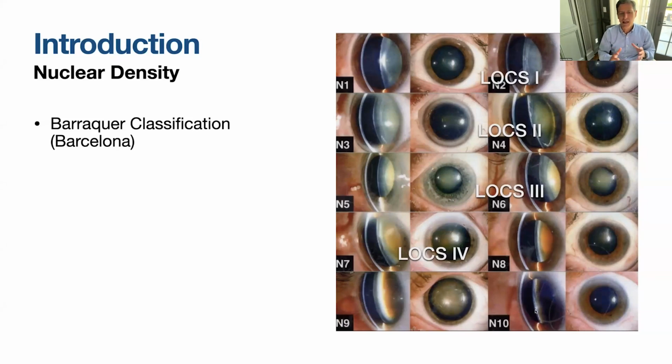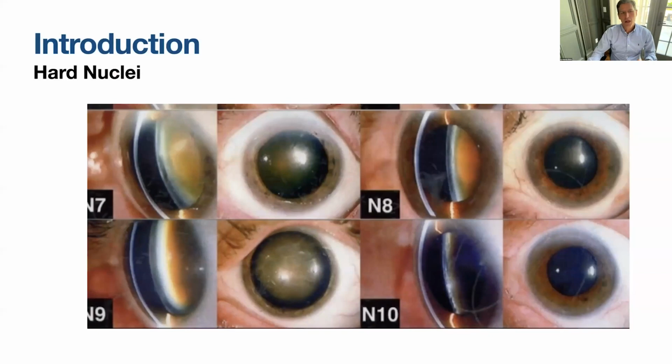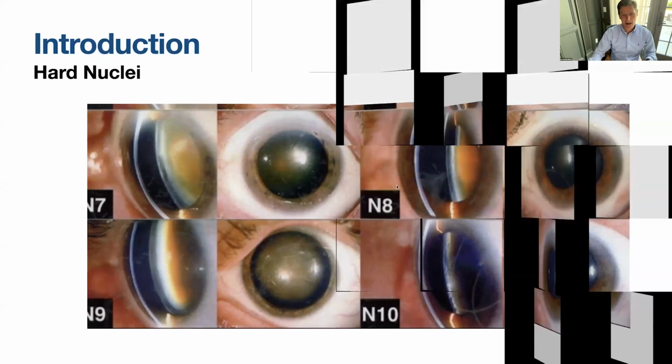So as you can see, this gives us an idea of the hardness of the nucleus. It'll help us orient the treatment of our patients based on the hardness or the density of the nucleus. So when we talk about dense cataracts, basically we are talking about N7, N8, N9, and N10. That means a LOCS 4, a red cataract, a brown cataract, or a black cataract.